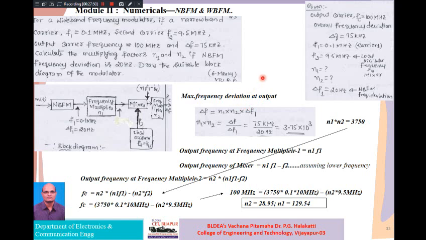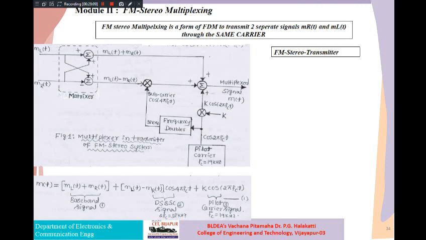Another important point we have covered before that is the direct method generation of FM signal. We have also gone through how we can deal with the problems based on the multiple frequency multipliers used in the WBFM. Okay. So next one, another point briefly we want to cover here, FM stereo multiplexing.